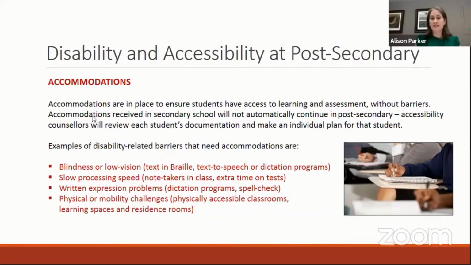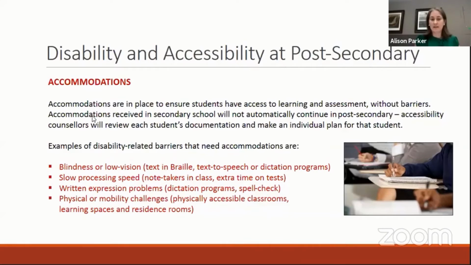At college and university, a lot of accommodations are similar to the types of ones that are available in elementary and secondary school. The goal of those accommodations is to remove any barriers to learning or assessment that exist for students due to their disability. Examples would be, for students who are blind or have low vision, providing text in braille or giving them text-to-speech or dictation computer programs.